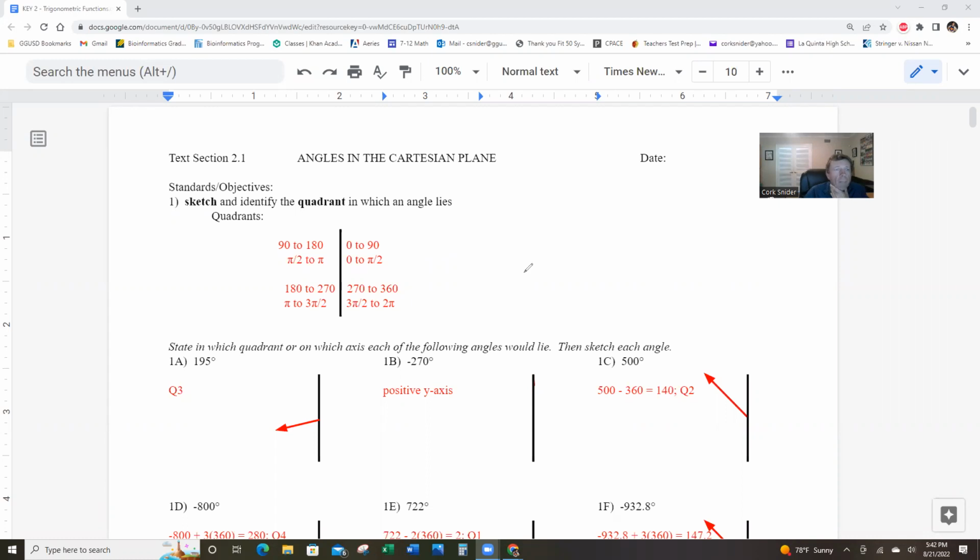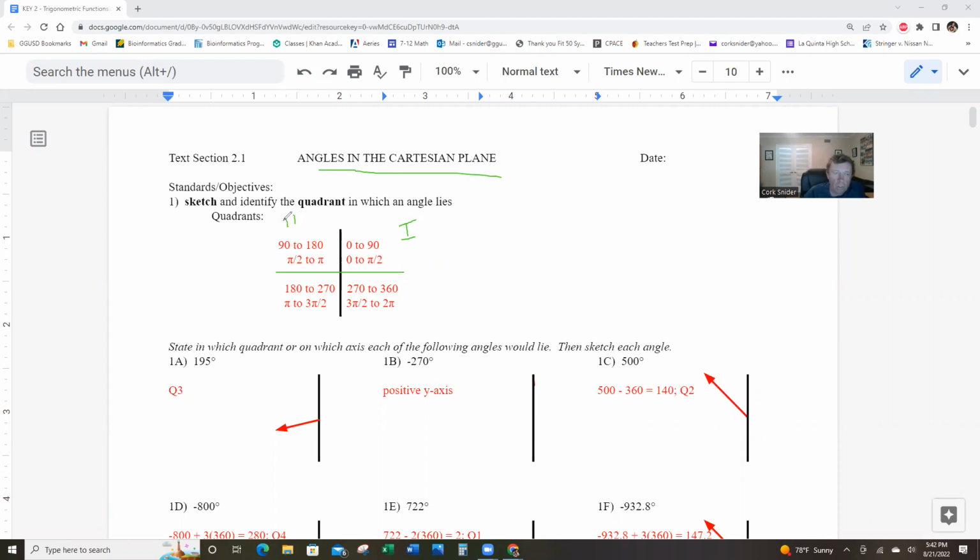Trigonometry, chapter 2, day 1. Pretty simple stuff. We're just talking about angles in the Cartesian plane, identifying quadrants. Go ahead and copy this down. Obviously, you've got to pause the video periodically and get caught up. That's fine. It's not particularly long.